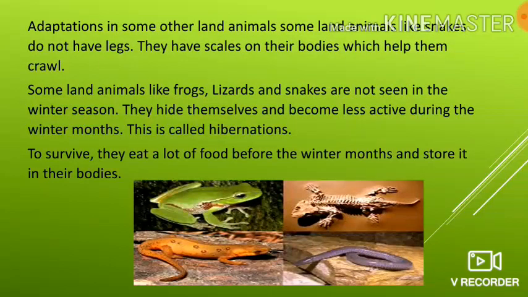And adaptations in some other land animals. Examples: some land animals like snakes do not have legs. They have scales on their bodies which help them crawl. And some land animals like frogs, lizards and snakes are not seen in the winter season. They hide themselves and become less active during the winter months. This is called hibernation.